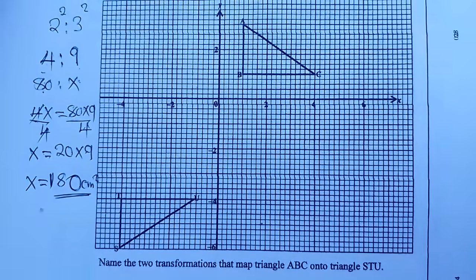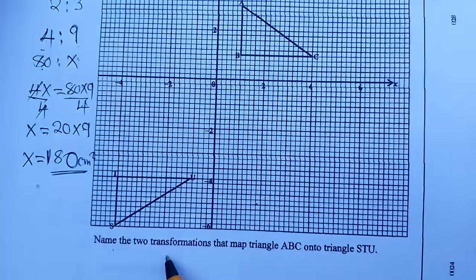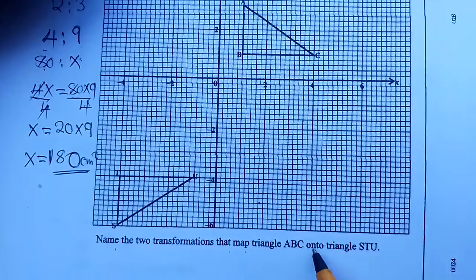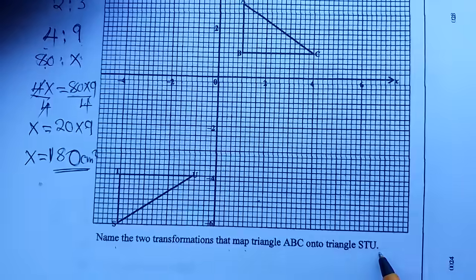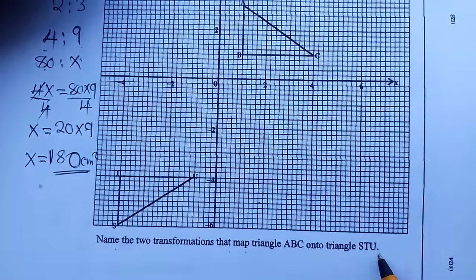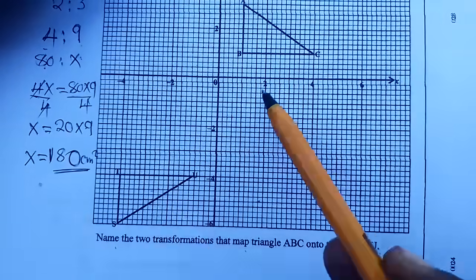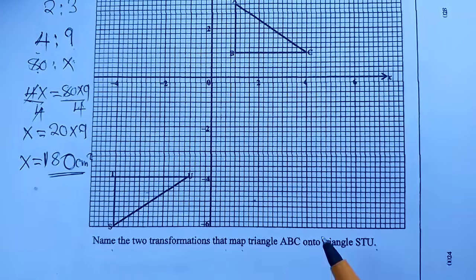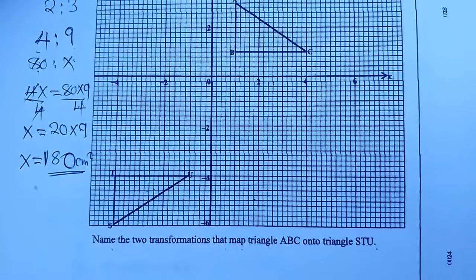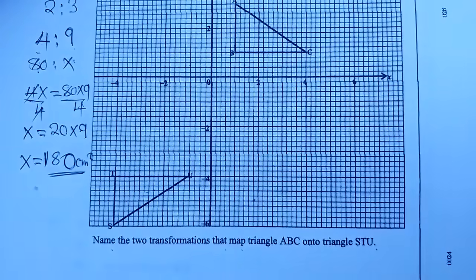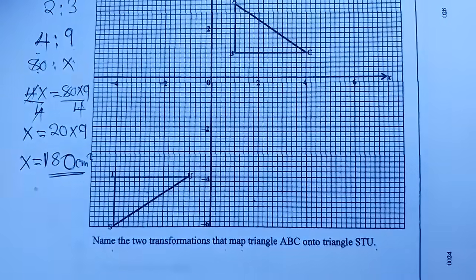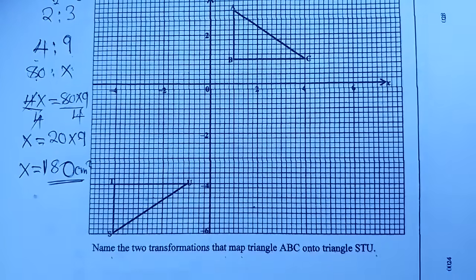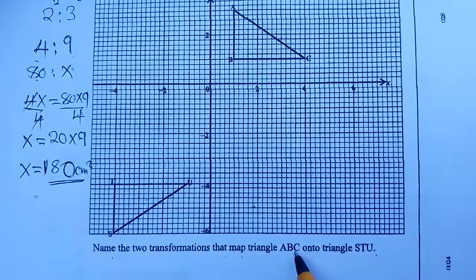So here, the question is saying, name the two transformations that map triangle ABC onto triangle STU. So two transformations that will map this one to that one. So this one is very simple. What you need to know, under paper 1, they just bring reflection and what? And translation. So it is just reflection and translation.